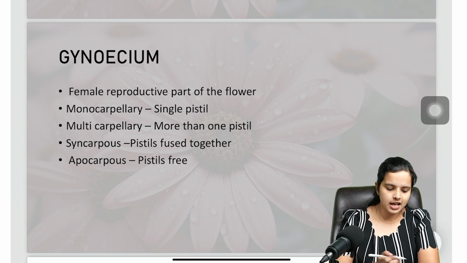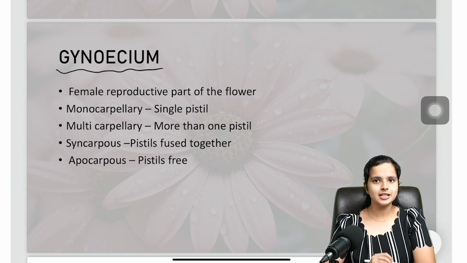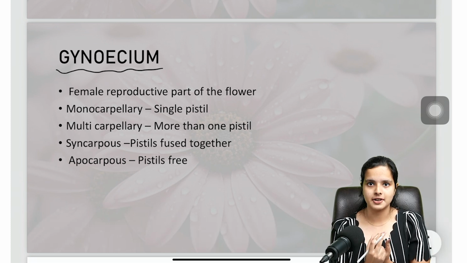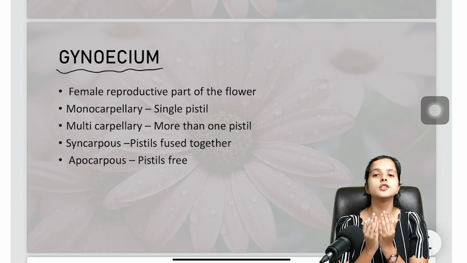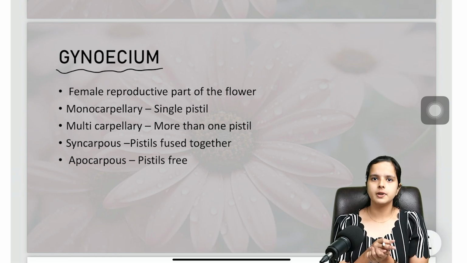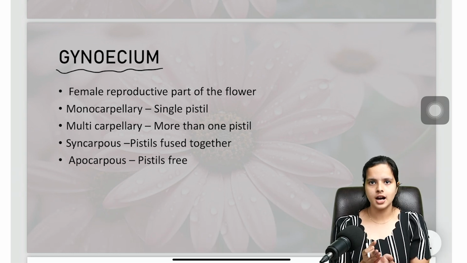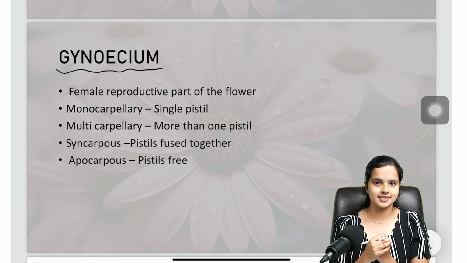Here, the term is gynoecium. What does it mean by gynoecium? I told you androecium is a group of stamens, right? So stamen is basically the male reproductive organ, and a collection of stamens together is known as the androecium. Here, the female reproductive organ is pistil or carpel, which we've already discussed in the first section. And a group of pistils or carpels is known as the gynoecium.